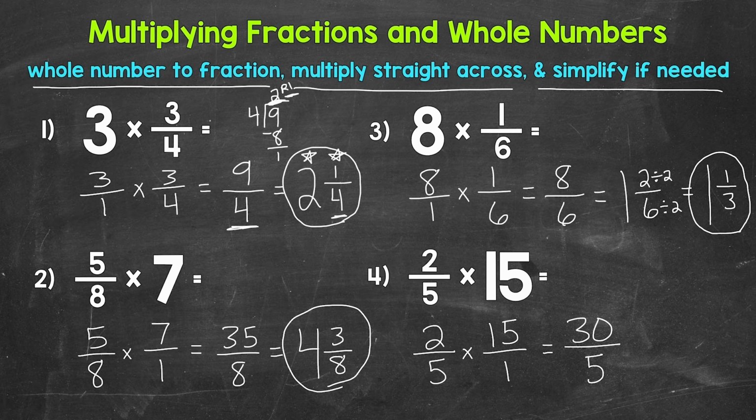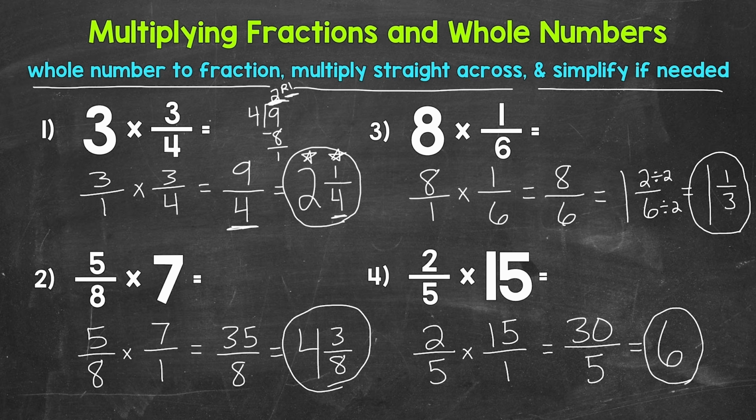So let's convert this to a mixed number. We need to do 30 divided by 5. And 30 divided by 5 gives us 6. We hit 30 exactly. We do not have a remainder here, so we don't have a fractional part of our mixed number. This is just going to be a whole number. 6 is our final answer. So there you have it. There's how to multiply fractions and whole numbers.